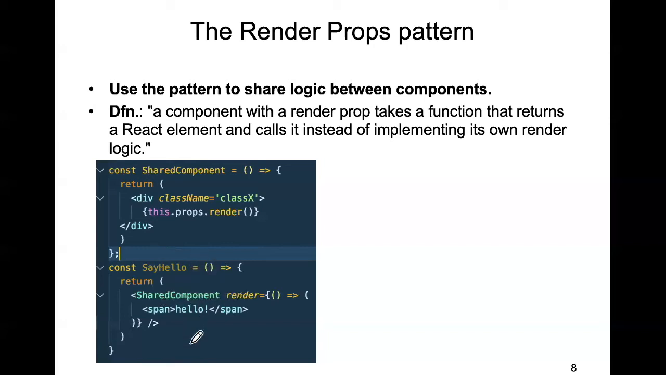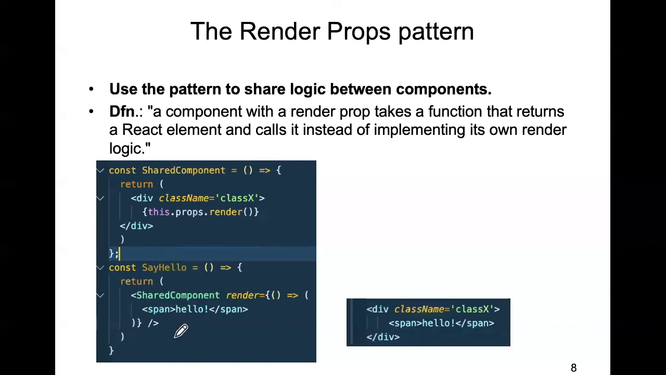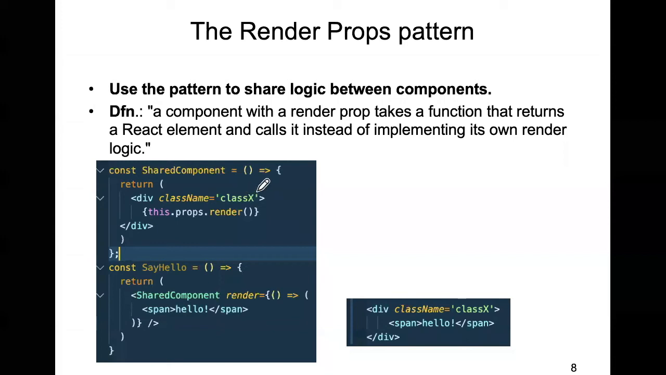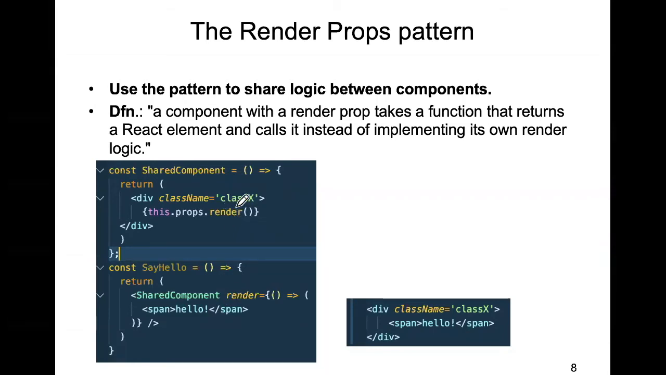So when this component is mounted onto the DOM, this is what's going to appear in the actual DOM for that component. The div is coming from up here, and the span is coming from here, which has essentially been achieved by calling the render function, the render prop function.